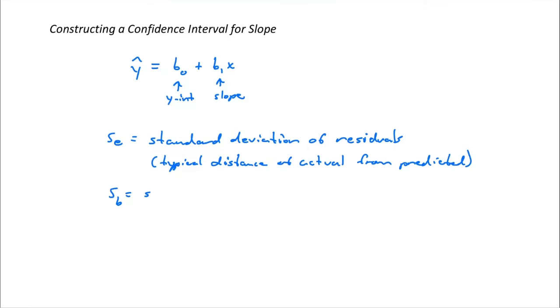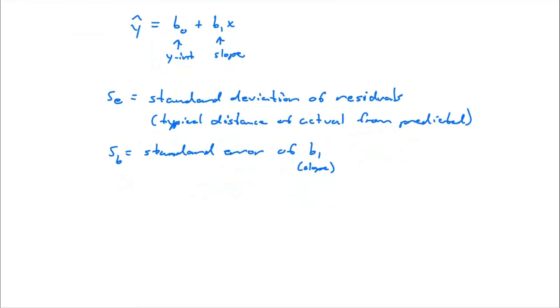the slope. So it's the standard error of the slope, or B1. Okay, again, B1 just being slope. Basically, the S sub E, the standard deviation of the residuals, is used to find the S sub B. Okay. Now, again, you would typically be given this information in some kind of textbook problem, or you'd find it in Excel or whatever. All right.